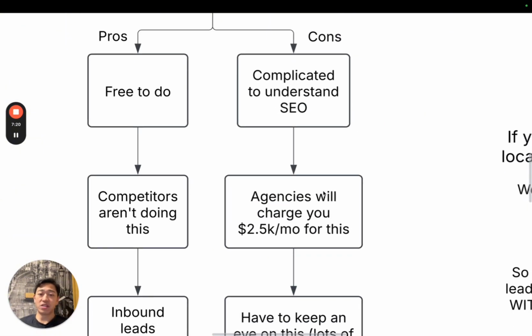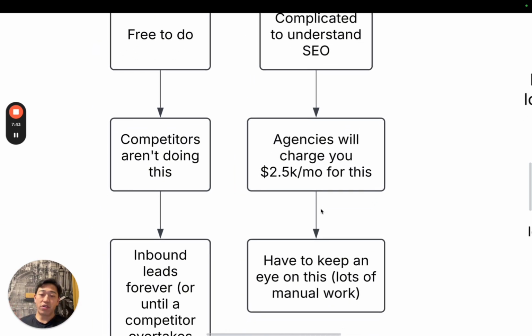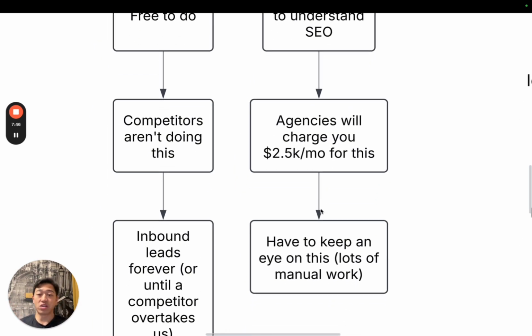But the cons of this is it's definitely complicated to understand all the nuances of SEO. And that's why agencies will come approach you and have you pay $2.5K a month for all of this. However, you can do this all for free. I could show you later how you can do this all for free. But another thing is you do have to keep an eye on this. So it's a lot of manual work. So that's why these agencies will charge you 2.5K a month for a 1-year contract, because it's a lot of work to just see what ranking you are. How do I modify the pages? How do I build backlinks? It's all very complicated, but you could do this all yourself if you wanted to.